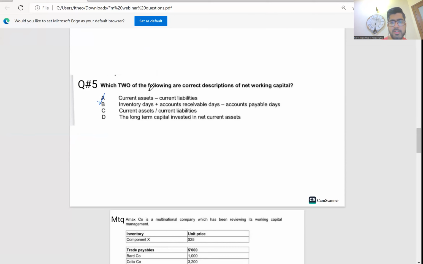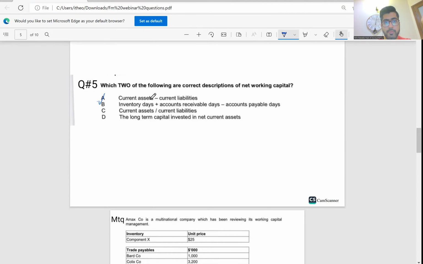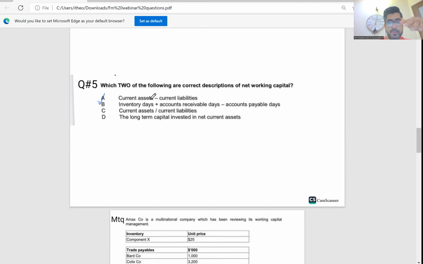Working capital is the capital required for day-to-day operations. Normally, it is the excess of current assets over current liabilities. So current assets minus current liabilities, you get working capital, but it's saying which two are correct. So A is correct. Inventory days plus receivable days minus payable days, this is not working capital.